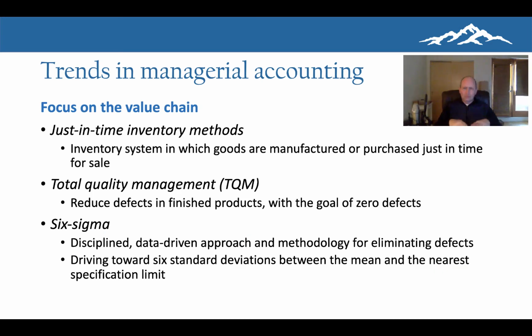Some more specific things, your book says that just-in-time inventory methods are a trend. They were a trend about 15 years ago. Now most companies just do this, right? It's an inventory system in which goods are manufactured or purchased just in time for sale. Toyota really started a lot of this.